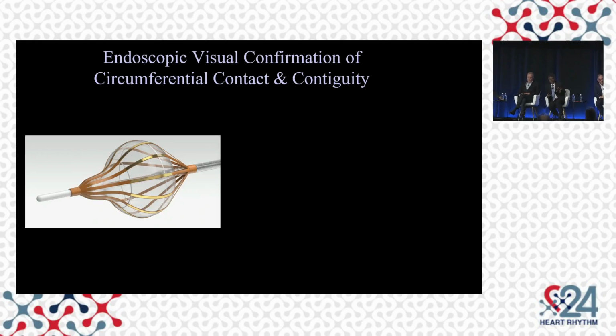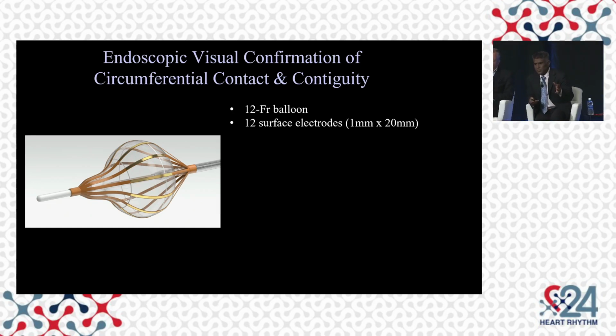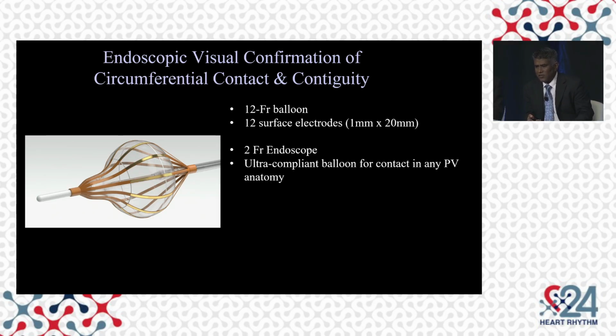Now, you've seen the catheter in the previous talk, but let me tell you a little bit more about this catheter that is PFA enabled. It's a 12 French balloon, 12 surface electrodes, a millimeter wide and 20 millimeters long. A 2 French endoscope like before allows you to see the inside of the vein, much like you heard with the laser experience. But what's truly different about this balloon compared to many of the balloons out there is the ultra-compliant nature of the PVs.